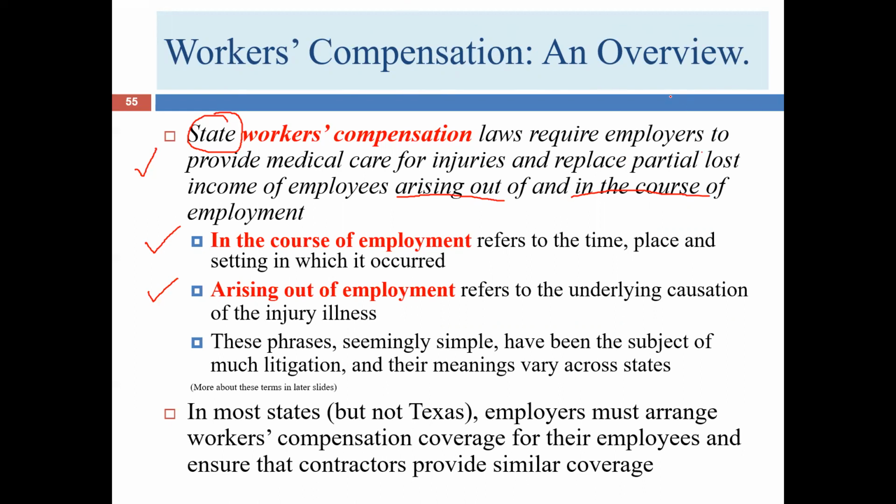On the other hand, if I'm working on an assembly line and the belt on the assembly line disconnects from the conveyor and hits me and I'm knocked to the ground and get a concussion, well, obviously in that situation, I satisfy both the course of employment and arising out of employment components. Now, you may think, well, these seem pretty obvious terms, but they have resulted in so much litigation. The terms are not nearly as transparent as you might think at first glance.